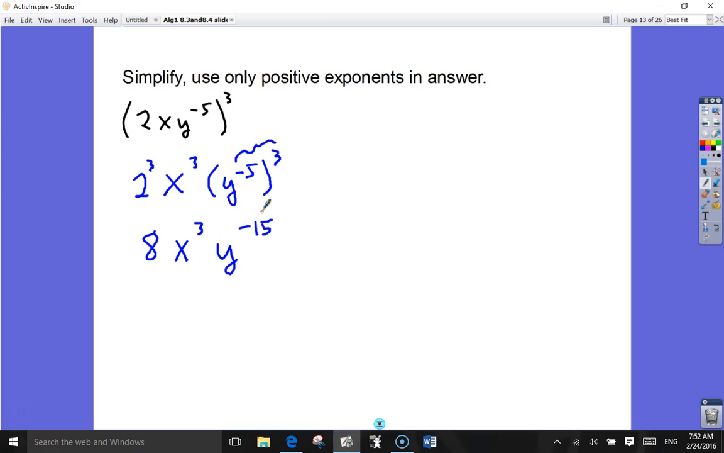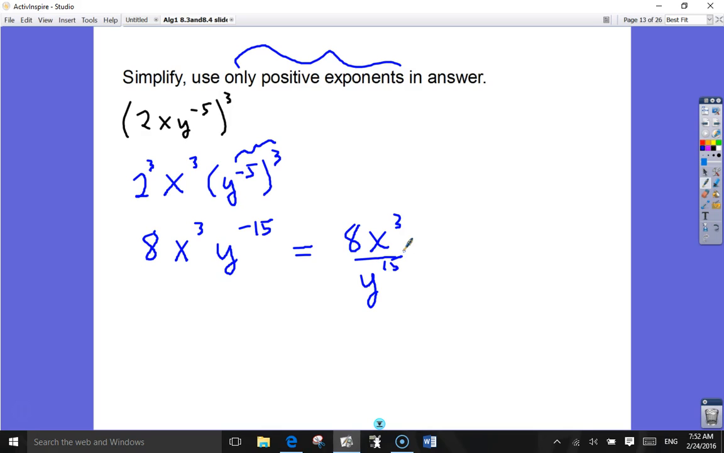Okay, then at this point, unless they had that last statement, you'd probably stop. But it says use only positive exponents. So how do I get rid of the y to the negative 15? 8x to the third stays in the numerator, and the y goes to the denominator, and now it has a positive exponent. Done.